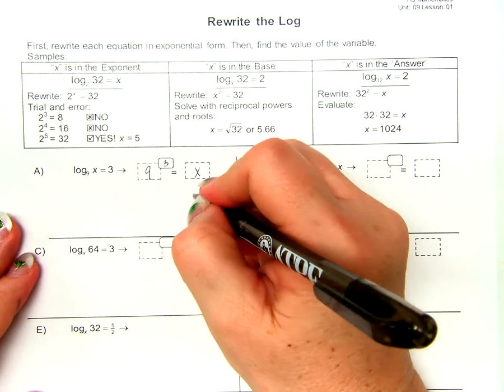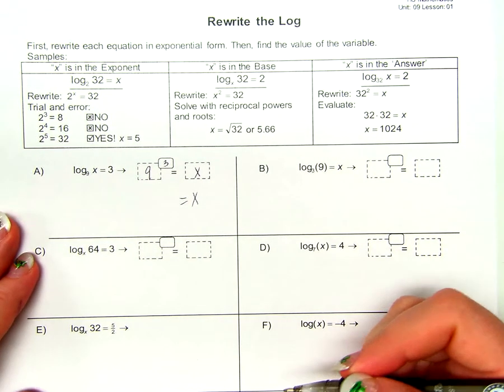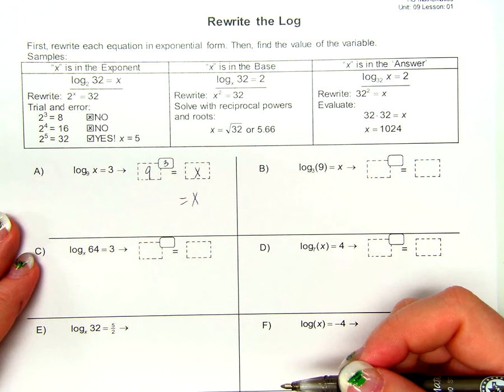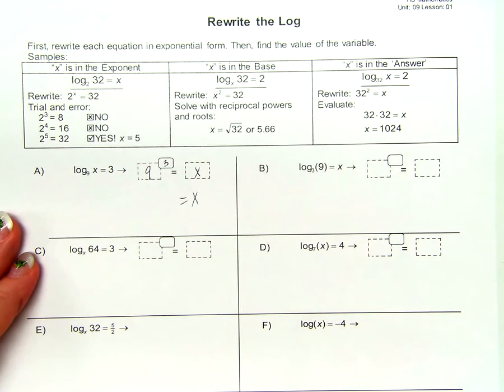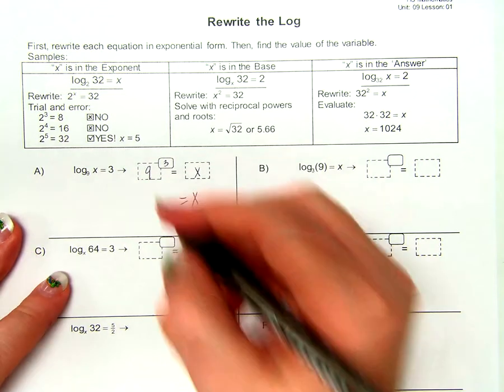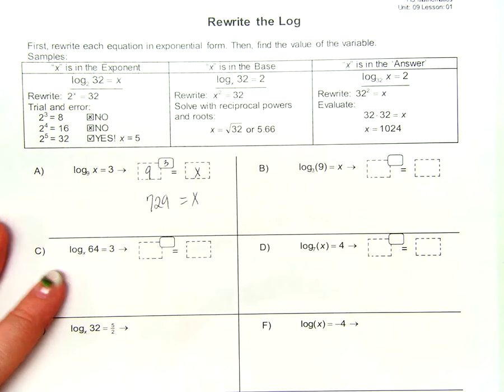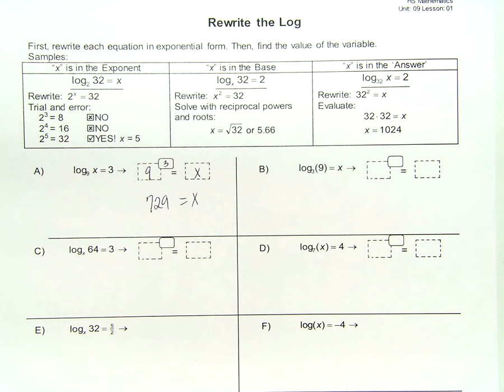What does x equal? Nine squared is 81. What's 9 to the third? 729. What about b?